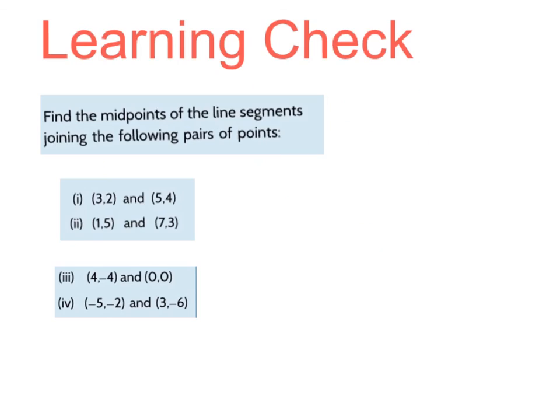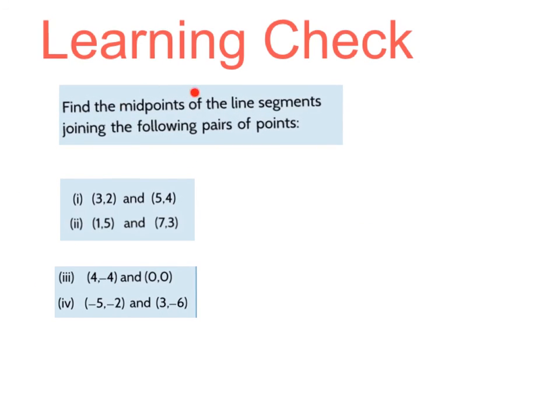Okay, so tonight's learning check is find the midpoints of the line segments joining the following pairs. So your first point is 3 and 2, 5 and 4, and you need to find the midpoint of 1, 2, 3, 4, all 4 of those sums. And be aware that you're dealing with minus numbers here, so be careful. If you have a minus by a plus, it's going to give you a minus. A minus by a minus will give you a plus. And any variation of those is the same.